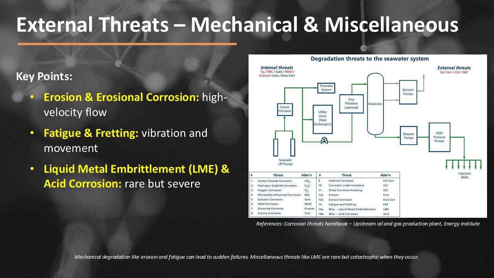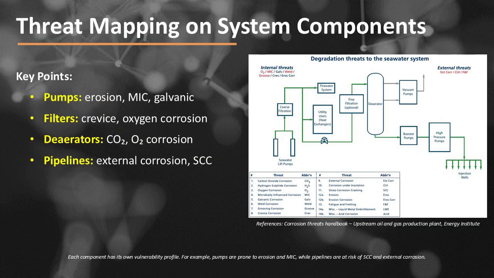External threats. Mechanical and miscellaneous. Mechanical degradation like erosion and fatigue can lead to sudden failures. Miscellaneous threats like liquid metal embrittlement or LME are rare but catastrophic when they occur. Key points: erosion, erosional corrosion, high velocity flow, fatigue, fretting, vibration and movement, liquid metal embrittlement or LME, acid corrosion, rare but severe.